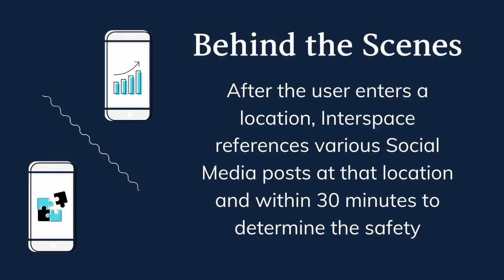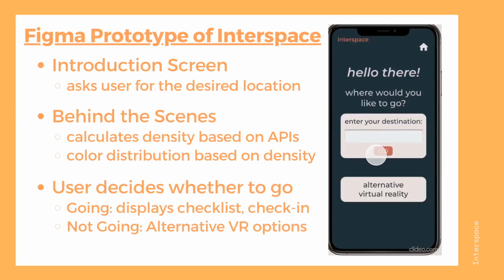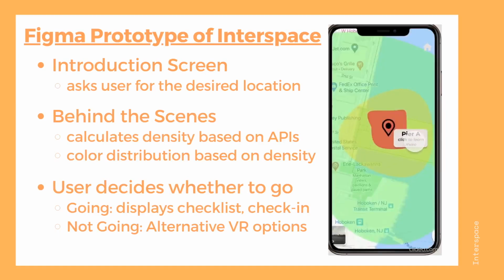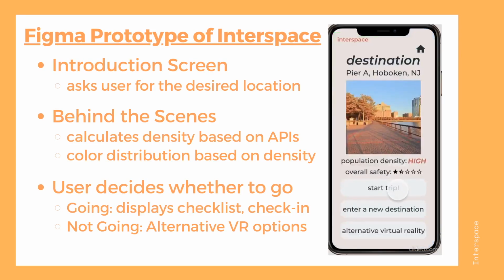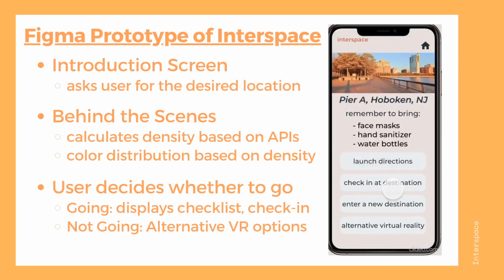Interspace takes in a location entered by the user, references posts, check-ins, and so on from social media within the last 30 minutes, and then draws up an estimate of what is safe. Here we have the introduction screen, which asks the user for their desired location. Now behind the scenes, we are calculating the density using the social media APIs and providing a color distribution of red, yellow, and green to signify the high, moderate, and low population densities respectively.